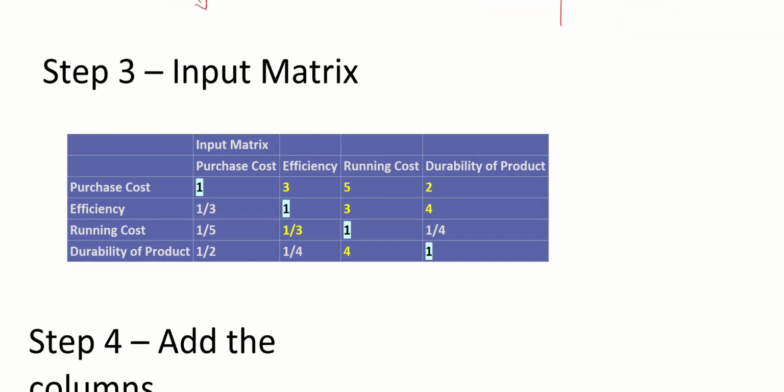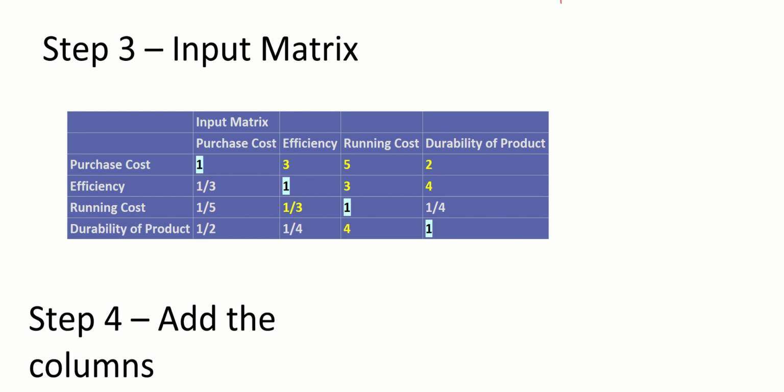So step 3 is the input matrix. And the input matrix is what you see over here in front of you. Now this is input, so this is up to the decision maker. These are not numbers that you can generate yourself. This is where you have to interview the decision maker and see how they view each criteria with respect to the other.